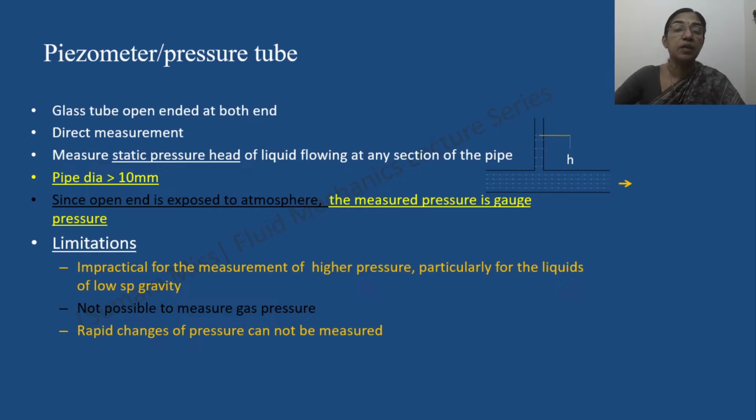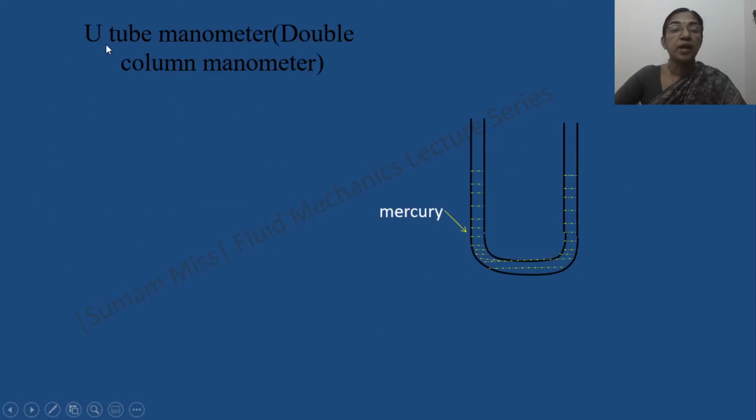In order to overcome the limitations of the piezometer, we use the U-tube manometer or double column manometer. This is a glass tube bent in the form of a U. It has both left and right limbs. It is exposed to the atmosphere. And here we are using a manometric liquid with a high specific gravity. Normally we use mercury.